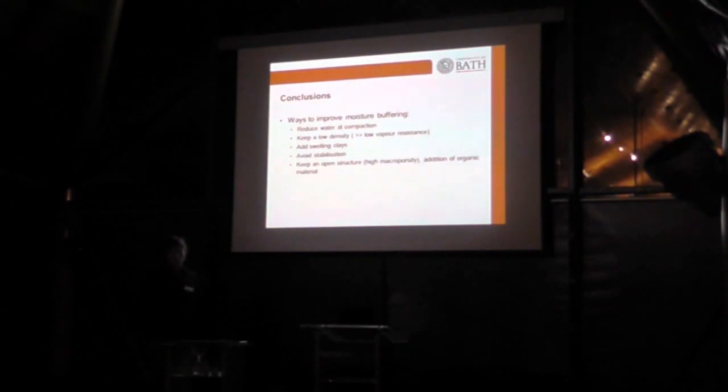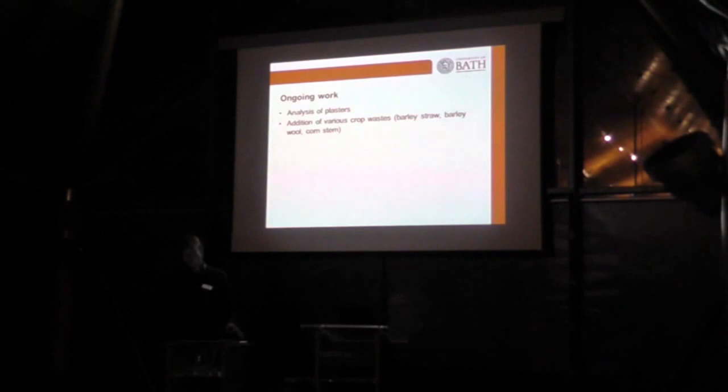So conclusions, and maybe just some information that can be easily taken home. Ways to improve moisture buffering, what we've noticed so far: reduce compaction water, keep a low density, so low vapor resistance, add swelling clay, smectite types, use water stabilization, keep an open structure, so high macroporosity, and add organic materials. That's actually also something we want to look at.